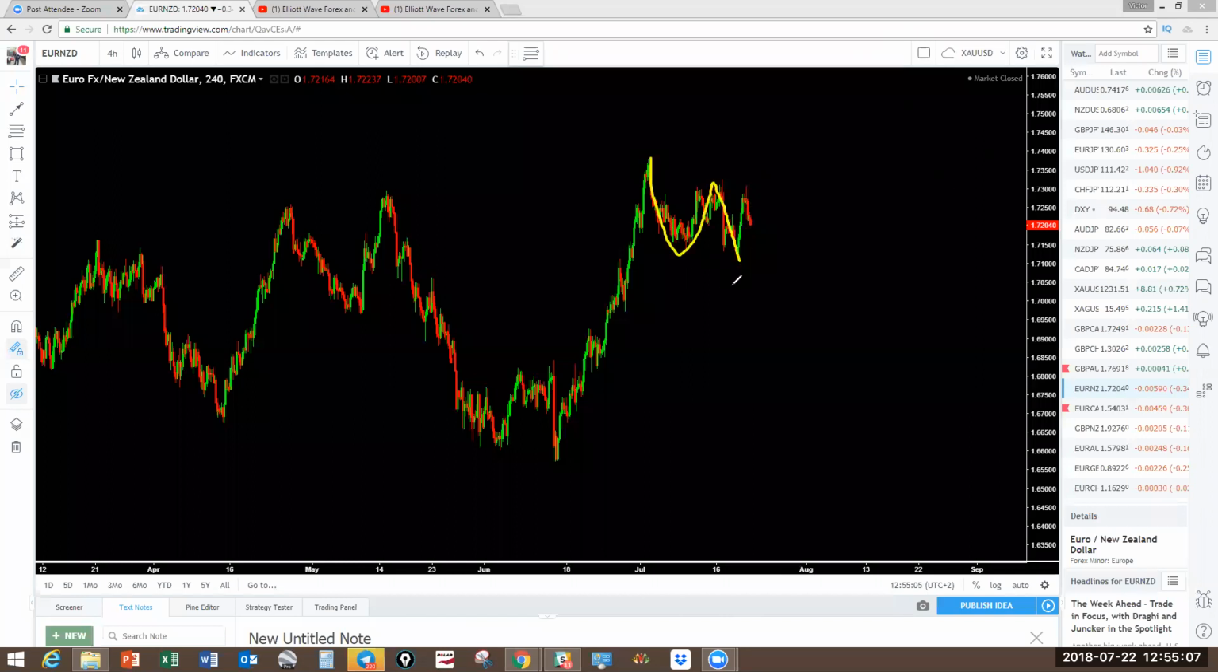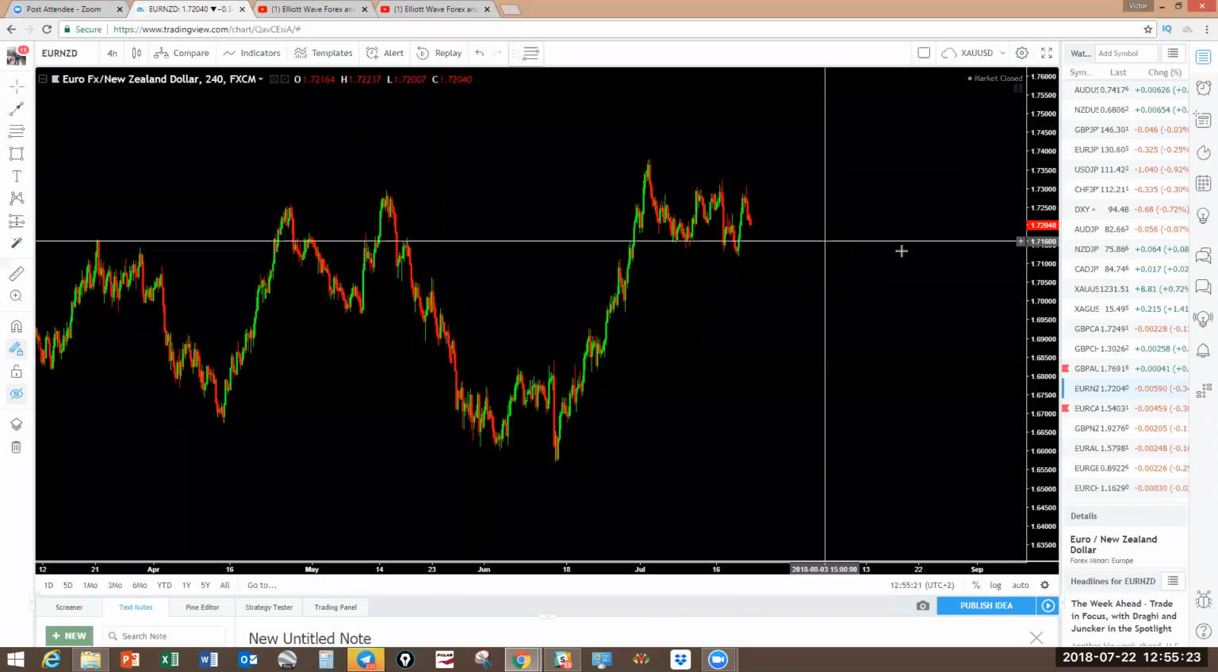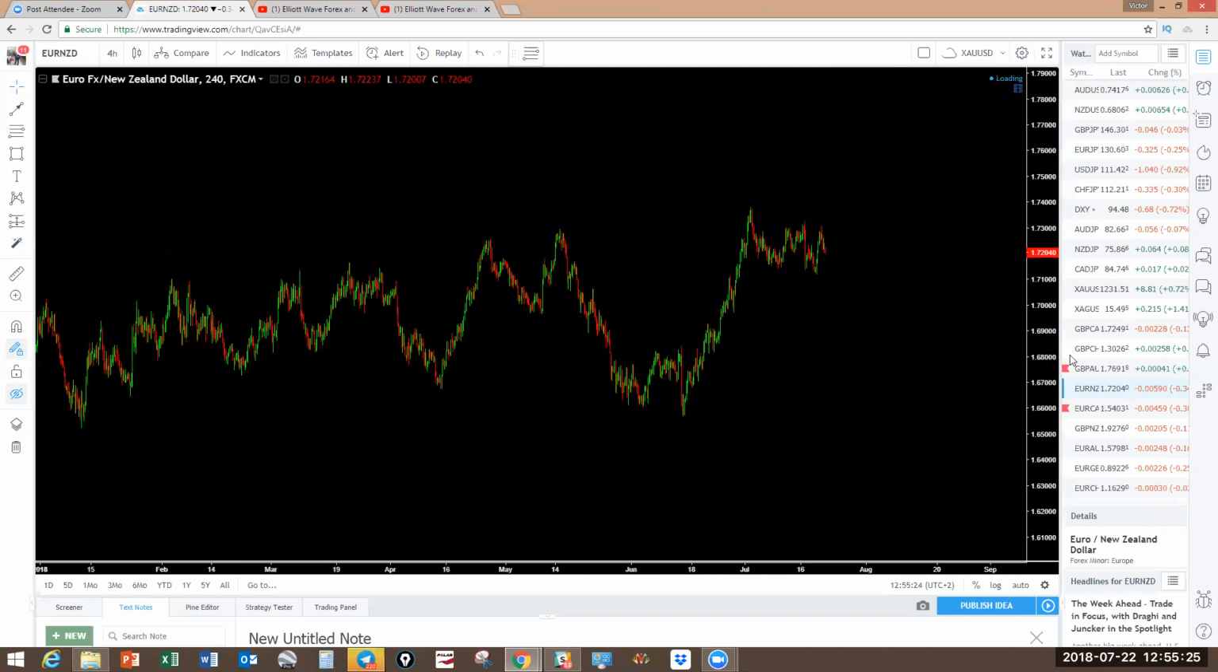It's complete. Is this going to be a W? Is this going to give you an X and another structure like that, giving you a WXY move? Okay, as long as it does not go deeper, it goes sideways, that's fine. Then we're going to expect that move to the upside. We'll update that as it plays out. Right now, it's not complete. Right, that's Euro New Zealand.